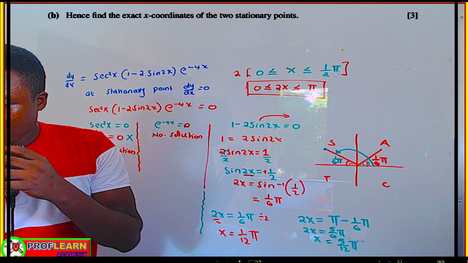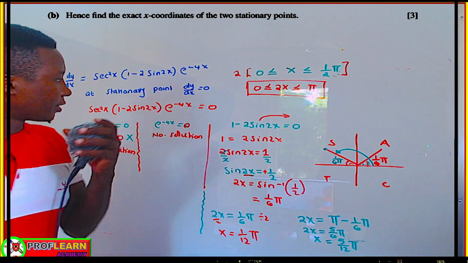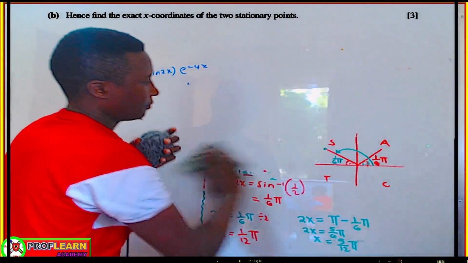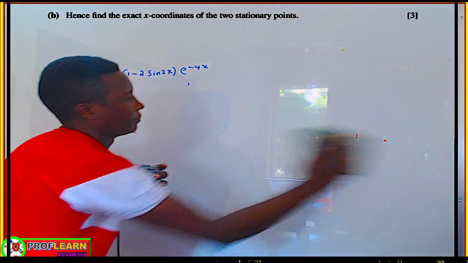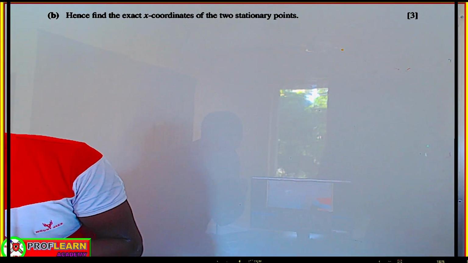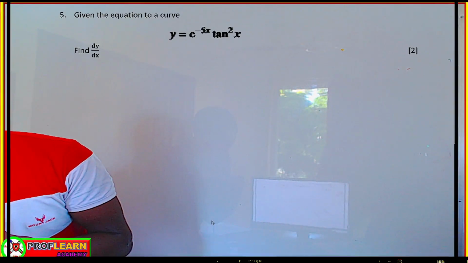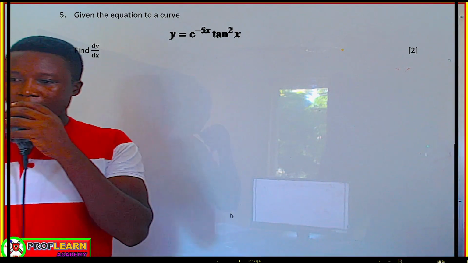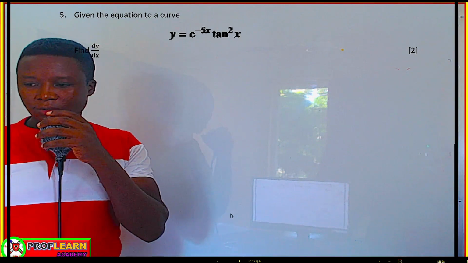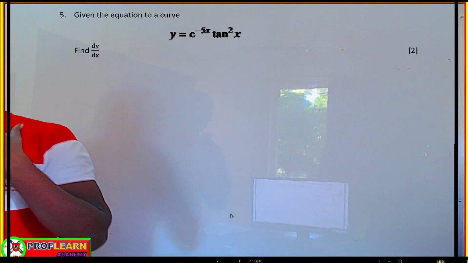Now this brings us to the next question of interest, the question whereby you are going to differentiate tan squared. Question 5: the equation of the curve is given by y equals e to the negative 5x tan squared x. So how are we going to approach this particular question?